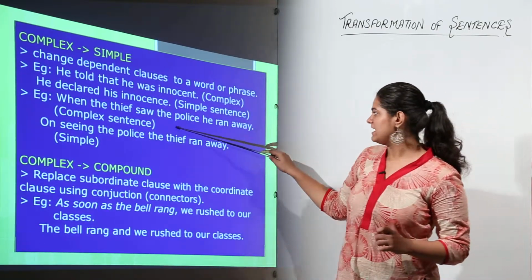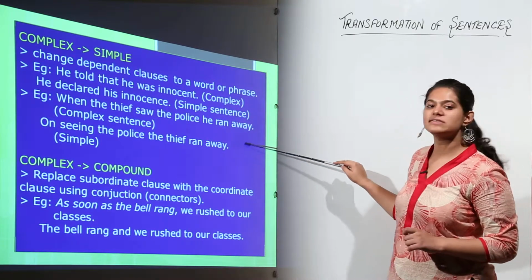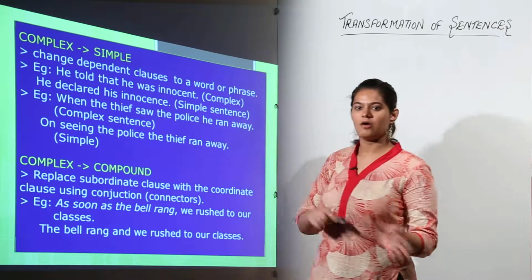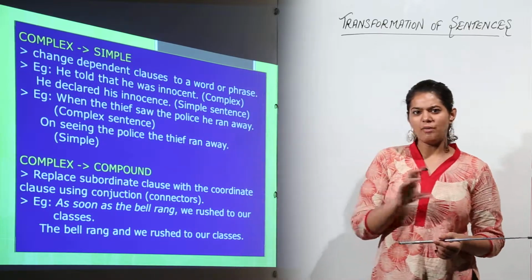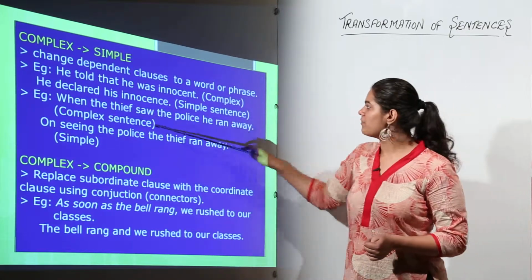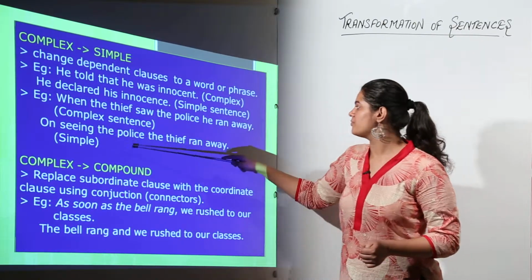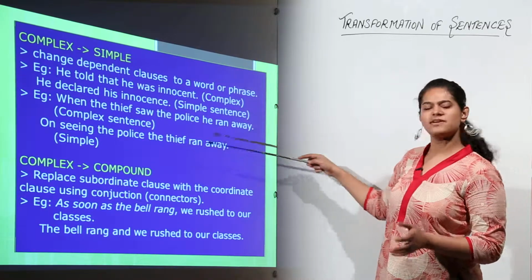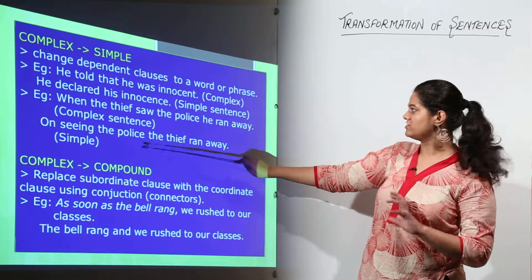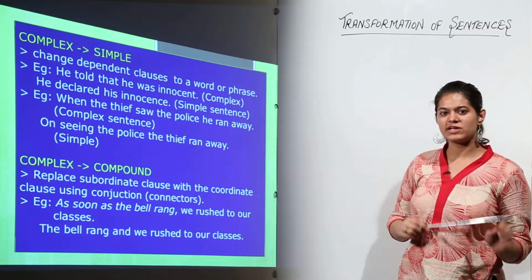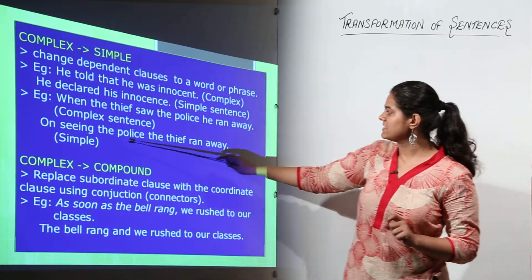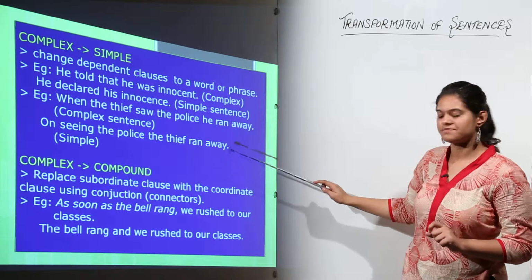Next, when the thief saw the police, he ran away. This is the complex sentence, right. So, when the thief saw the police, then he ran away. This is a complex sentence and has dependency. So, "when the thief saw the police" becomes "on seeing the police", and "he ran away" becomes "the thief ran away", simple. We change the dependent clause in a manner that it fits easily into the simple sentence. So, on seeing the police, the thief ran away.